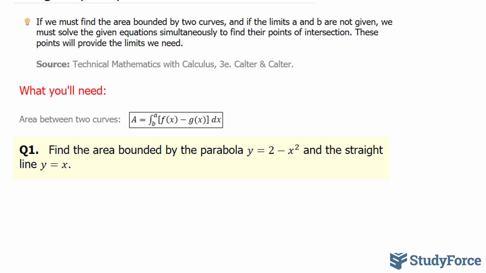So starting with question 1, we're asked to find the area bounded by the parabola y is equal to 2 minus x squared and the straight line y is equal to x. We have to first set these two equations equal to each other to see where they intersect. So I'll use the substitution method. I'll substitute this y with x, where I end up with x is equal to 2 minus x squared. And now I need to solve for x.